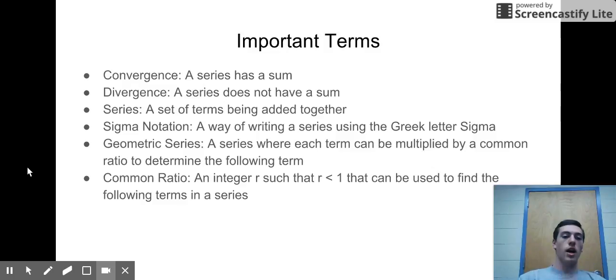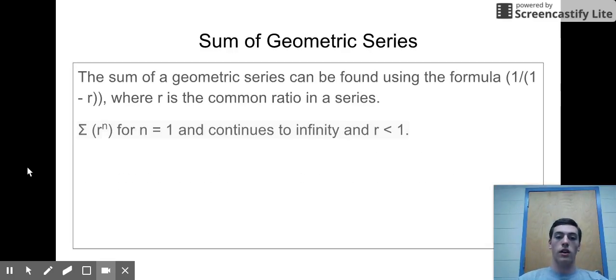Our next topic will be the sum of a geometric series. Most of the terms are the same again. The only one I believe I added was the common ratio, which is a number r that can be used to find the following terms in the series. I apologize because r can be greater than 1, but for convergent series, the absolute value of r has to be less than 1. There can be divergent series in which the common ratio is greater than or equal to 1. I apologize for that mistake.